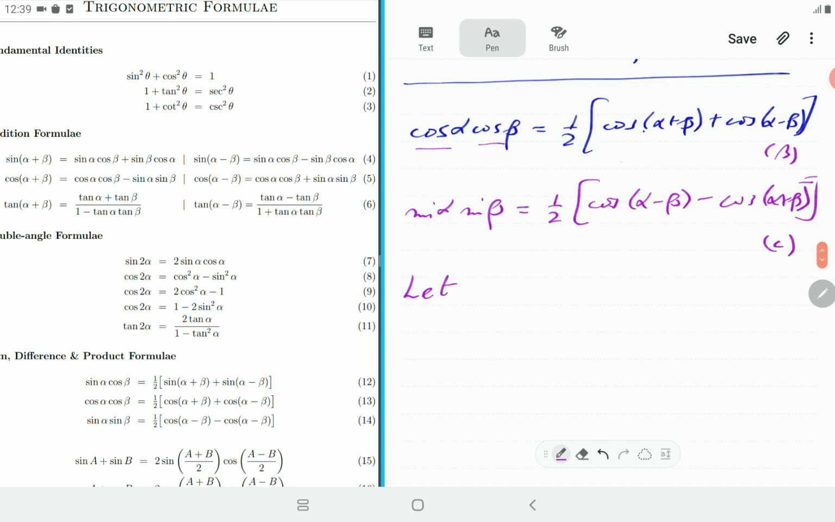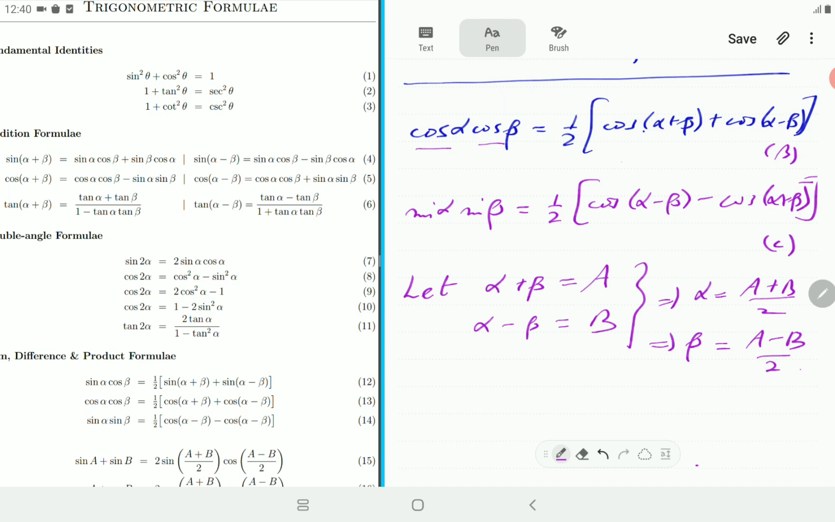So the way we're going to do that is we're going to let alpha plus beta be equal to capital A, alpha minus beta to be capital B. Now, if we add these two, we can see that beta is going to fall off, and so we're going to find that alpha is (A plus B) over 2. If we subtract these two, alpha is going to cancel out, so beta is going to be (A minus B) over 2.